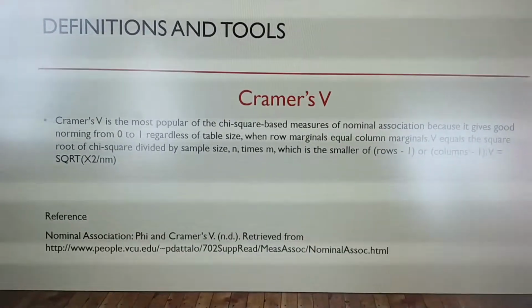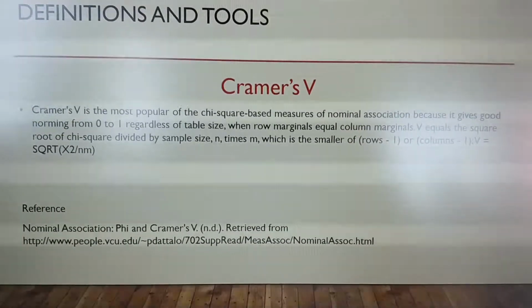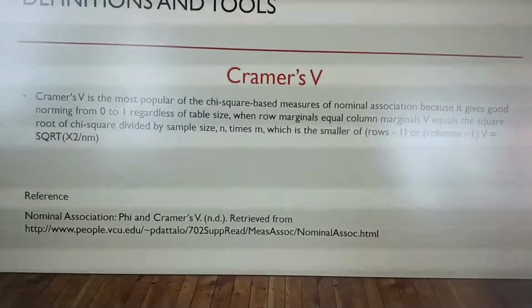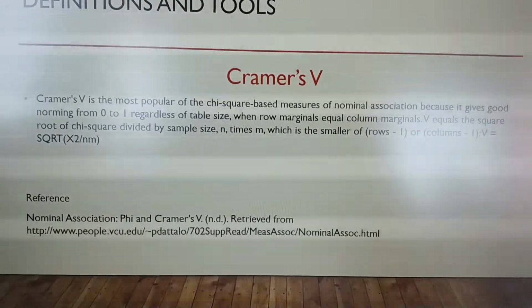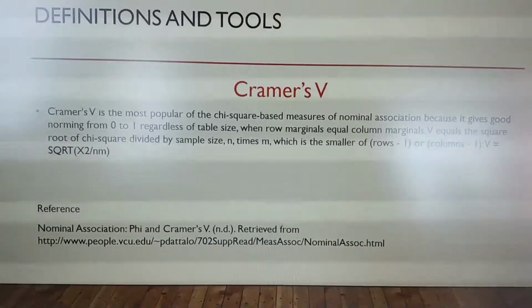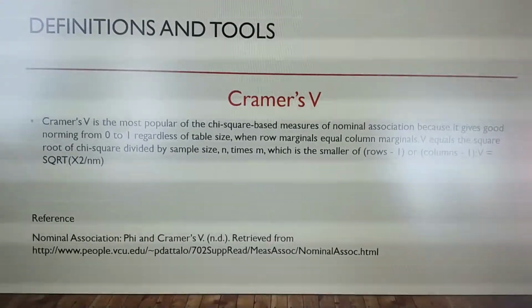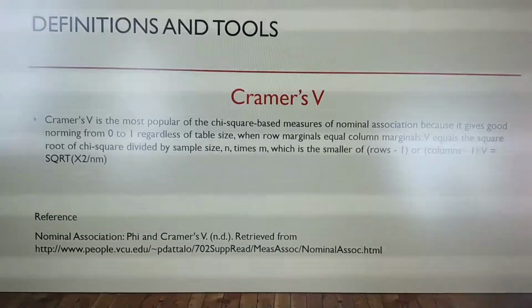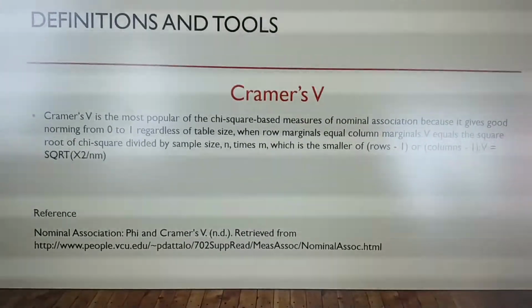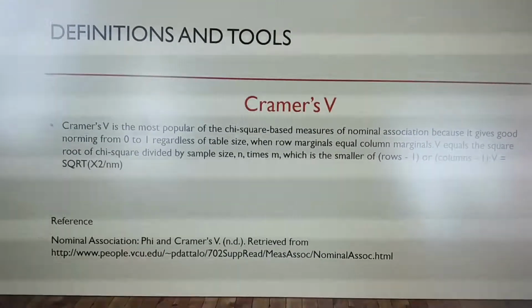The definition is Cramer's V. Cramer's V is basically the most popular of the chi-square measures of effect size because it gives a good normal range from 0 to 1 regardless of the table size. When the rows equal the columns, V equals the square root of chi-square divided by the sample size times the smallest of rows minus 1 and columns minus 1.